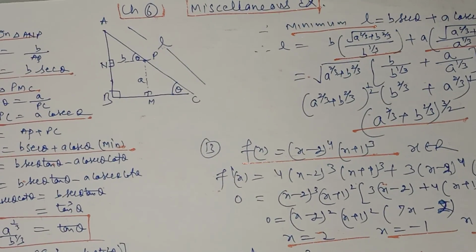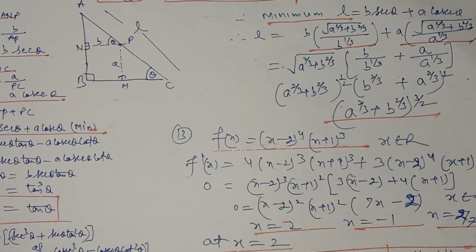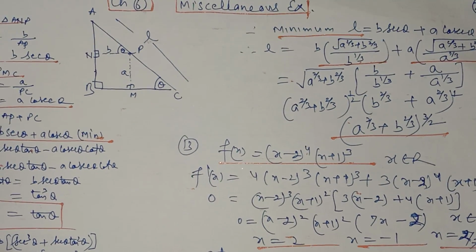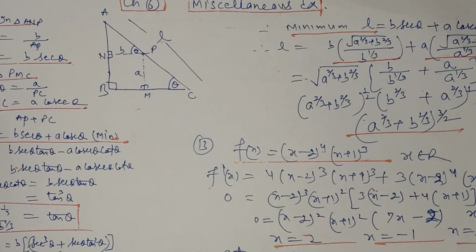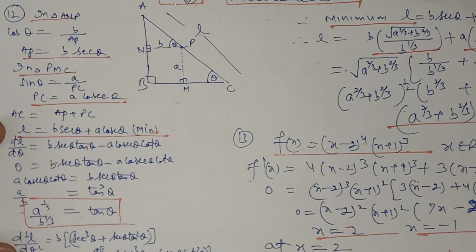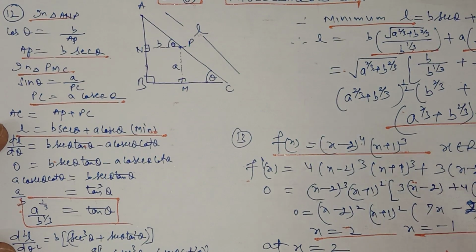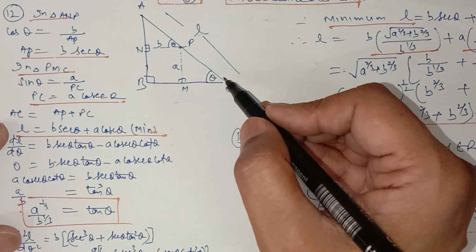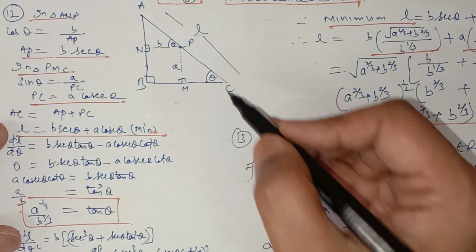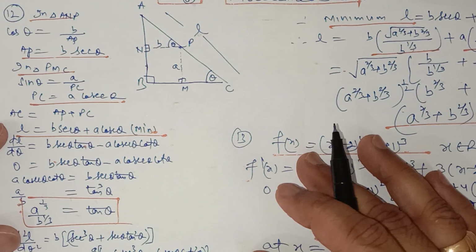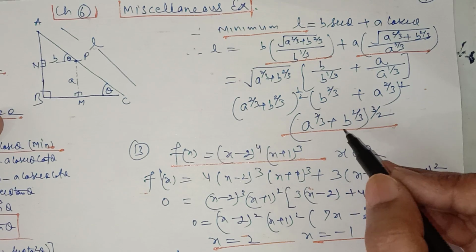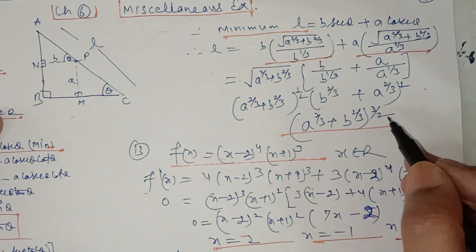In question number 12, there is a triangle, and there is a point on the hypotenuse of this triangle which is at a constant distance of a and b from the two sides of the triangle. You have to show that the length of this hypotenuse is minimum, and its minimum length is equal to a raised to power 2 upon 3 plus b raised to power 2 upon 3, the whole raised to power 3 upon 2.